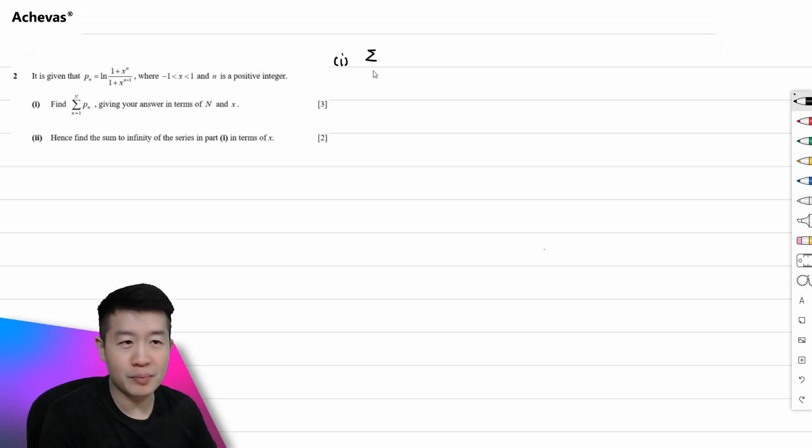So part 1, we are supposed to find the summation from n equals 1 to n of P(n).